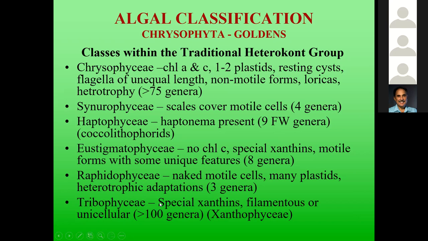And then Tribophyceae, which have some xanthans. They're usually filamentous. There are some unicellular types. There's a lot of them. There's a lot of tribophytes that are analogous to similar things in the green algal group.